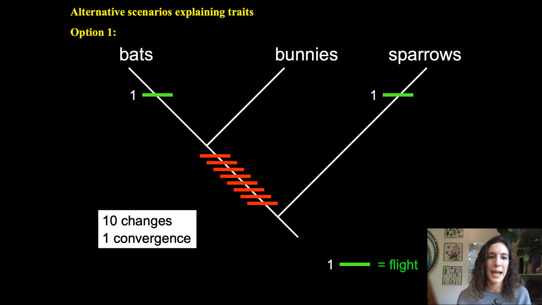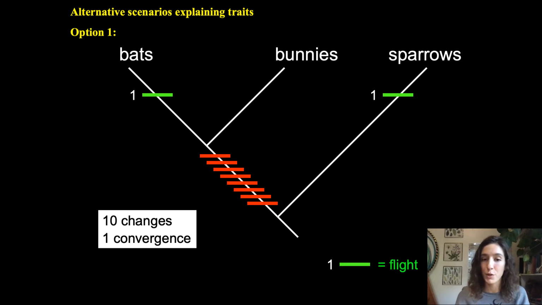Okay. And the truth is that bats have a ton in common with bunnies, even though bunnies don't fly. So bats and bunnies both have, for example, mammary glands. They both have fur. They both are warm-blooded. They've got these similar, very fancy inner ear bones, very similar skull forms, and many other traits, actually. And so that's what's represented by the red dashes here. And these are all traits that are shared between bats and bunnies.